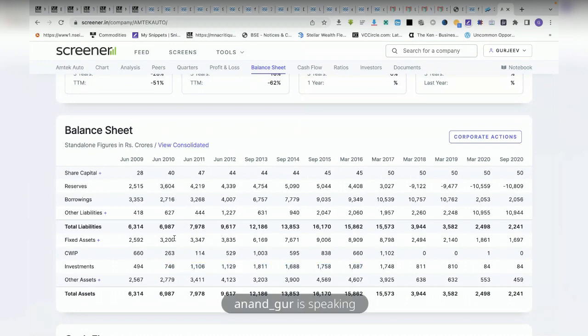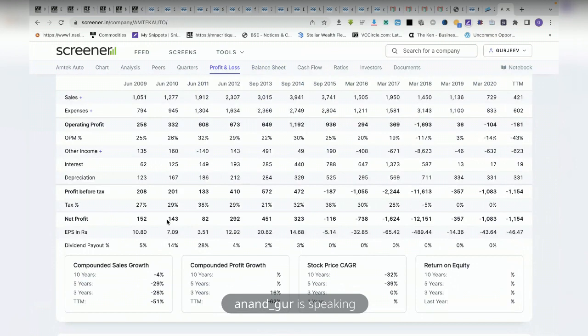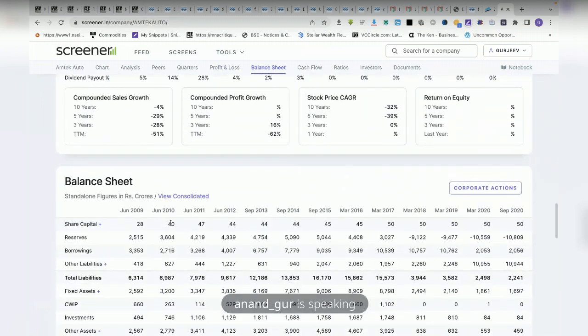And in spite of this company showing profits of 100 crores, 200 crores, 300 crores, 400 crores, I was into dilution.